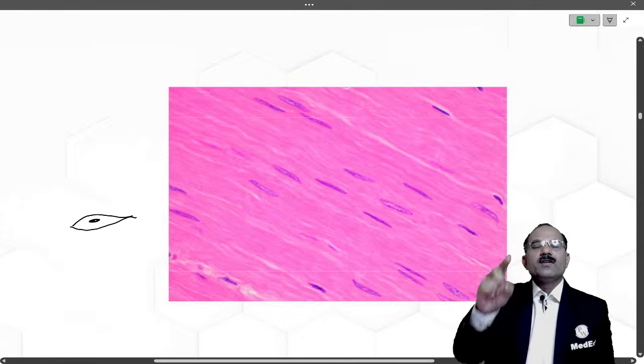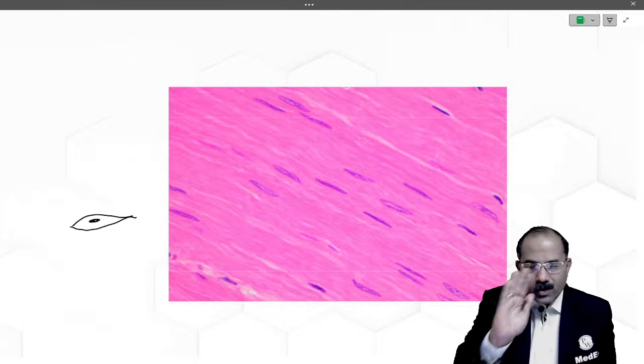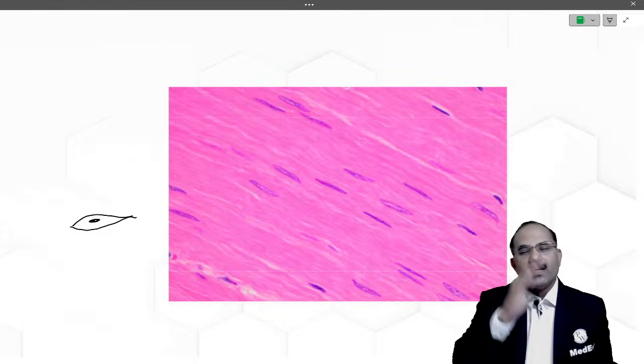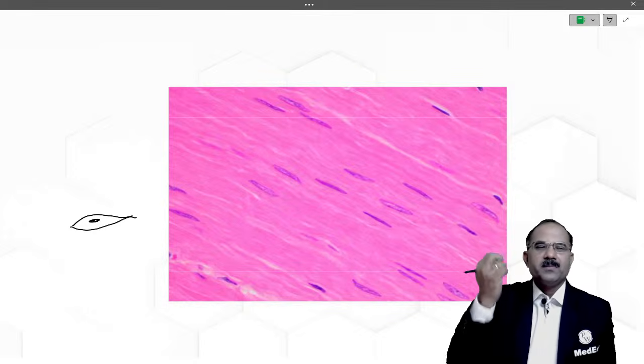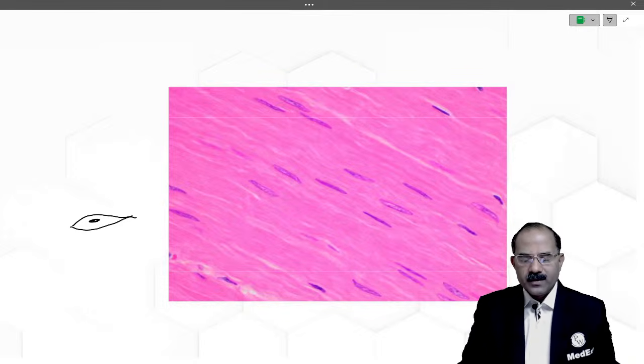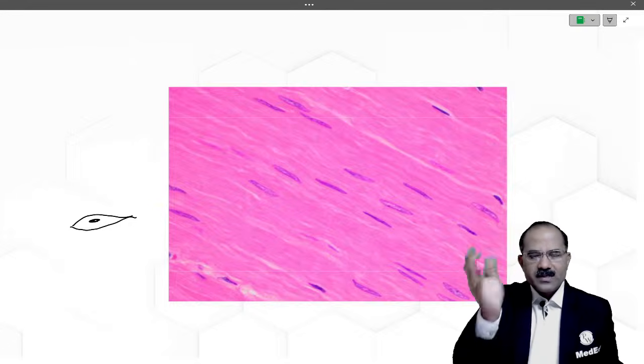But remember, smooth muscle slide generally is not kept in the exam. It would be skeletal muscle, it would be cardiac muscle. If there's a deficiency of slides, yeah, they might keep it. Smooth muscle is found in the viscera, visceral organs.